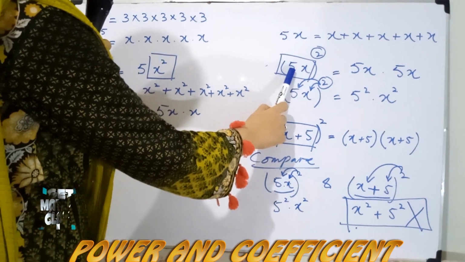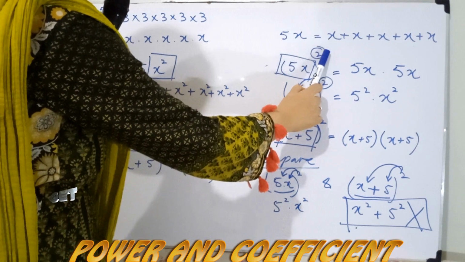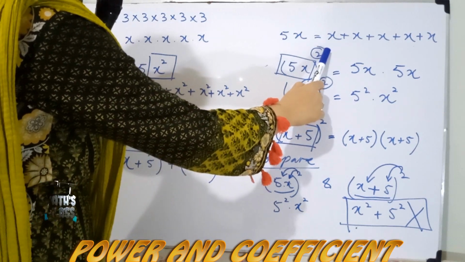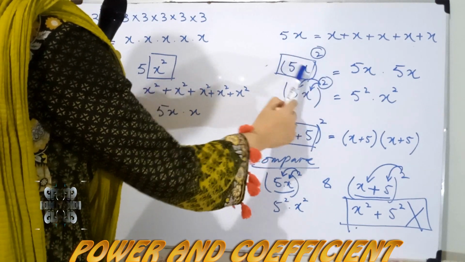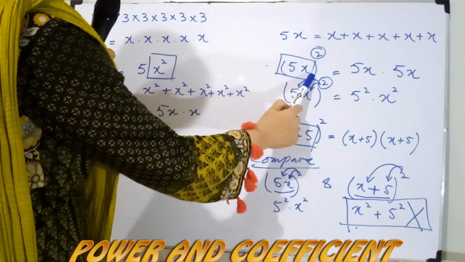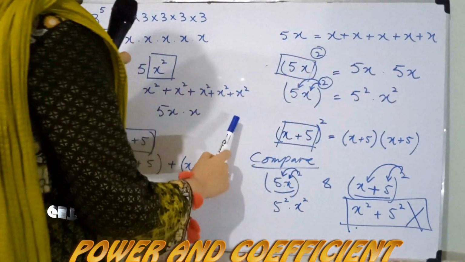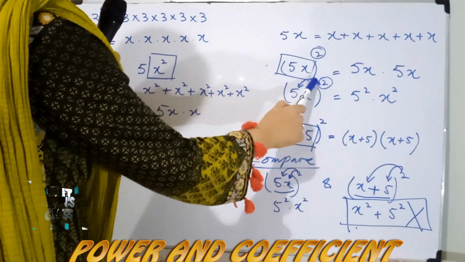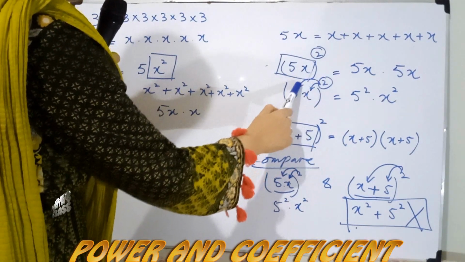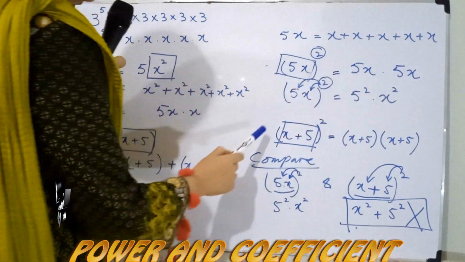Now here the 5x inside the bracket has the whole power. Power shows the number is multiplying itself because the power is outside the bracket. That means the 5x is considered as a basic number. It means the 5x is multiplying itself 2 times. Here again another thing, we can distribute this power on x as well as on 5. So I can write this as 5 square into x square.